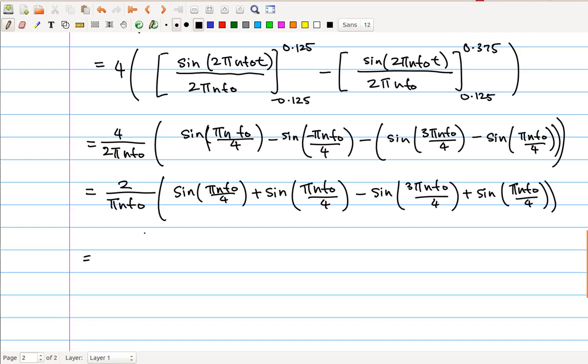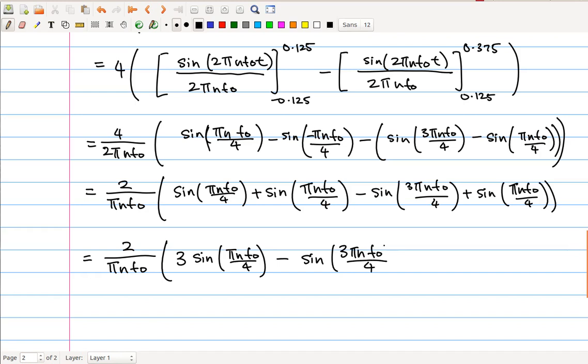So finally we have here 2 on pi n f naught, so that's going to be 3 lots of sine pi n f naught on 4. Okay, so that's combining this term and this term. So I've got 3 of them, minus sine 3 pi n f naught on 4. So it simplifies quite readily.